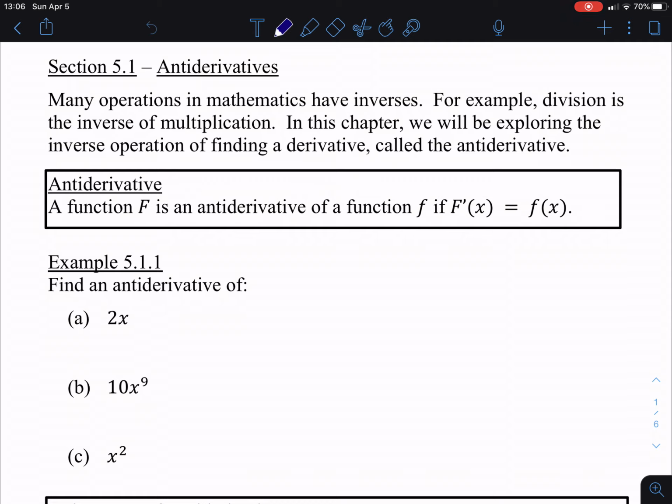So an antiderivative is a function that when you take its derivative gives you the function you're looking at. If I'm looking for the antiderivative of some function f of x, I'm looking for a function that when I take the derivative of it, I get little f of x. It's kind of using the derivative itself to define the antiderivative. But the idea is when you take the derivative, you get what you originally wanted. So let's take a look at a couple of examples so that we can see how this works.